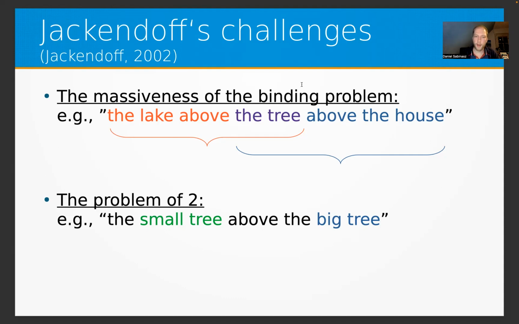And that is exemplified by the phrase, the lake above the tree above the house. So the challenge here is, we have the tree here, so a description of an object, and that tree is simultaneously the reference object of the first phrase, the lake above the tree, and the target object of the second phrase, the tree above the house.